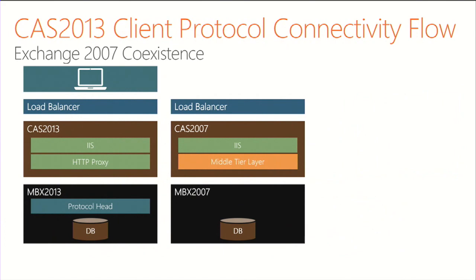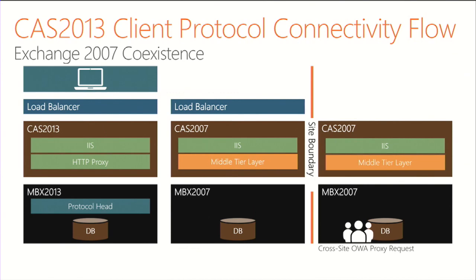So client connectivity flow. Exchange 2007 is the special child in our coexistence environment. If I have an OA request, I'm going to redirect that request to the CAS 2007 infrastructure. Now, this request will be a single sign-on silent redirection event if source and target is forms-based authentication. If it's not forms-based authentication, then it will be a silent redirection event.